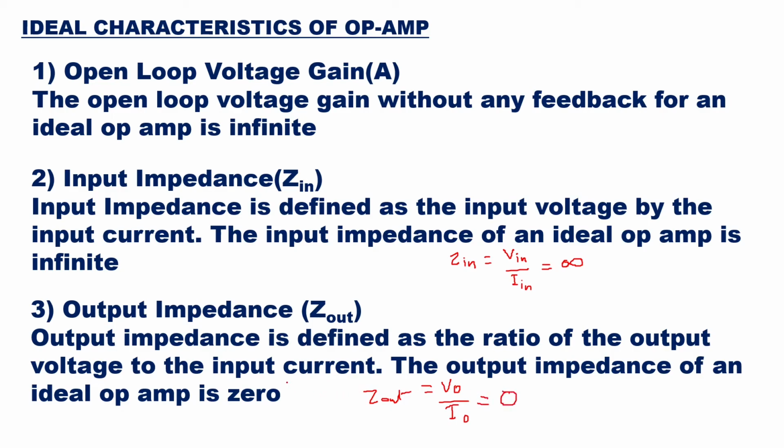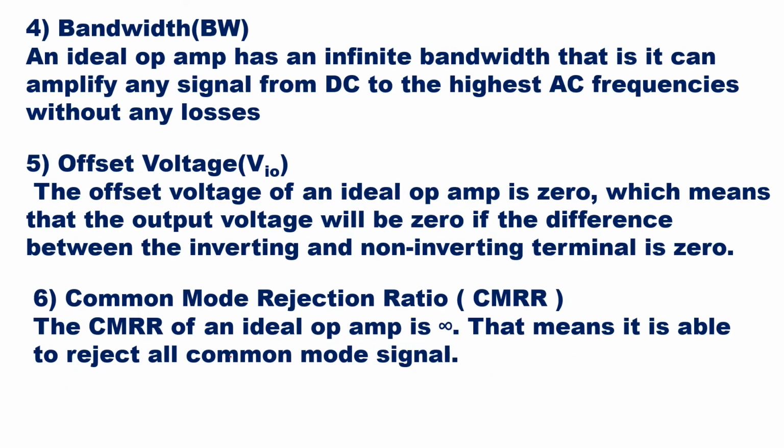Okay. So here it is not input current, it is output current here. So this you can make as output current. So it is a ratio of output voltage to the output current. The output impedance of an ideal op-amp is 0. Then we'll go to see what is bandwidth. An ideal op-amp has an infinite bandwidth.